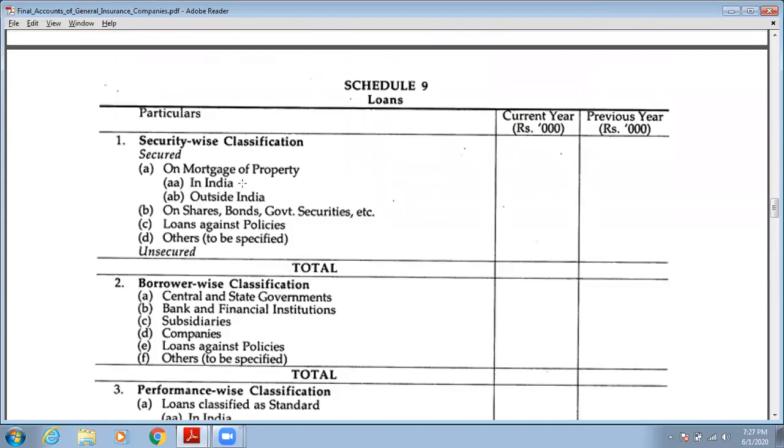So these are all assets, secured loans and borrower-wise loans, or these are the loans which you have given to any other person. Okay, this is my mistake.